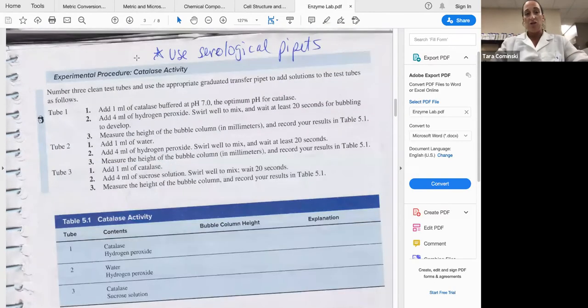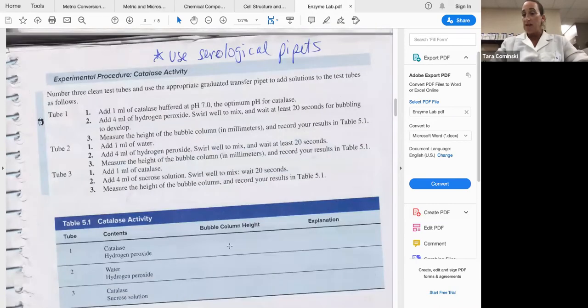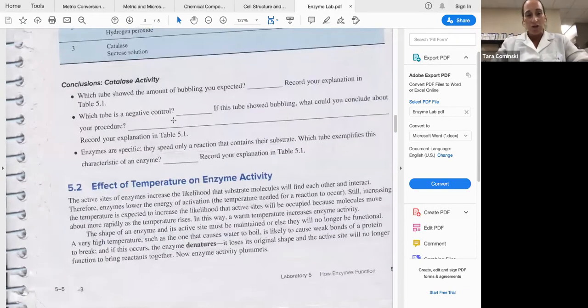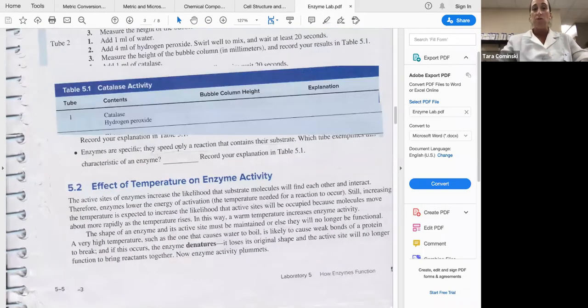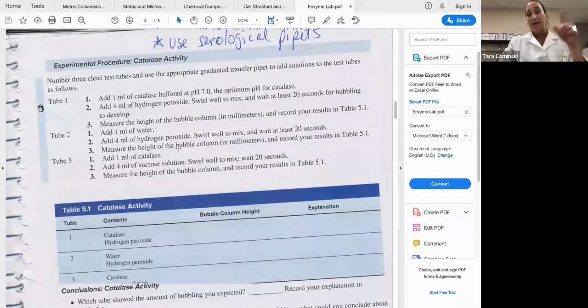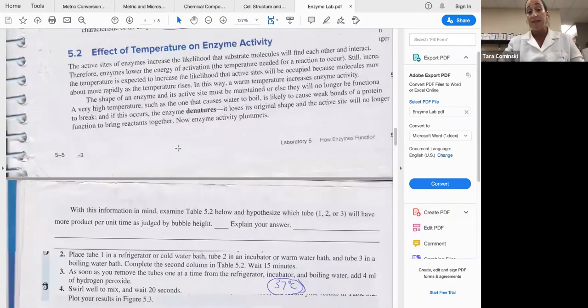So again, for each experimental procedure, you will have a table with your data, based on what I show you, and then you'll have the answers to these questions underneath each one, okay? So the experiments that we're going to do are experimental procedure catalase activity, right? Effect of temperature on enzyme activity, okay?